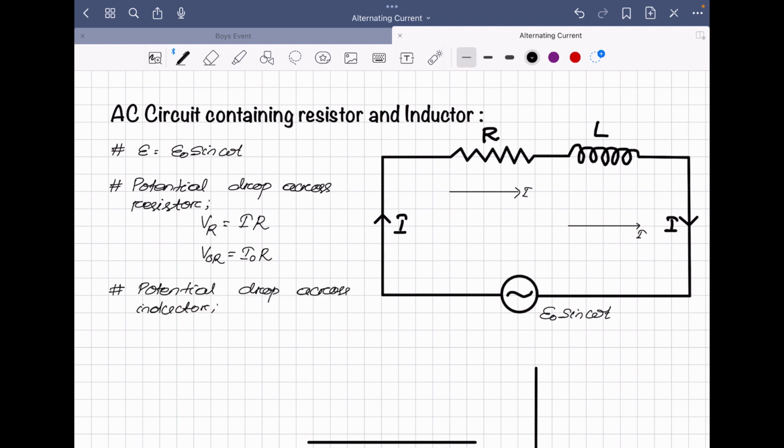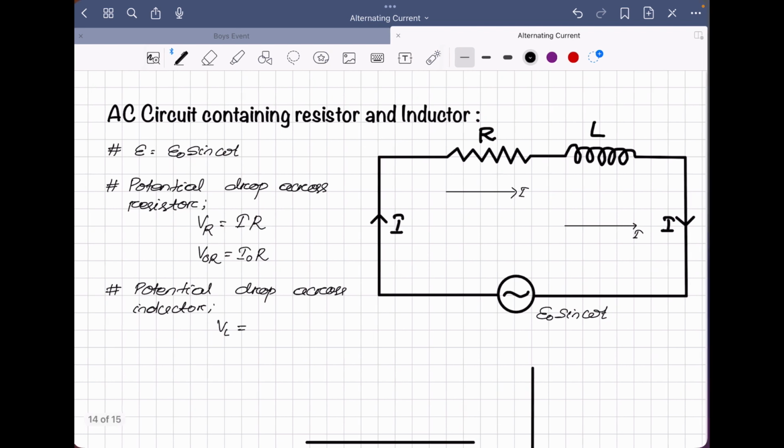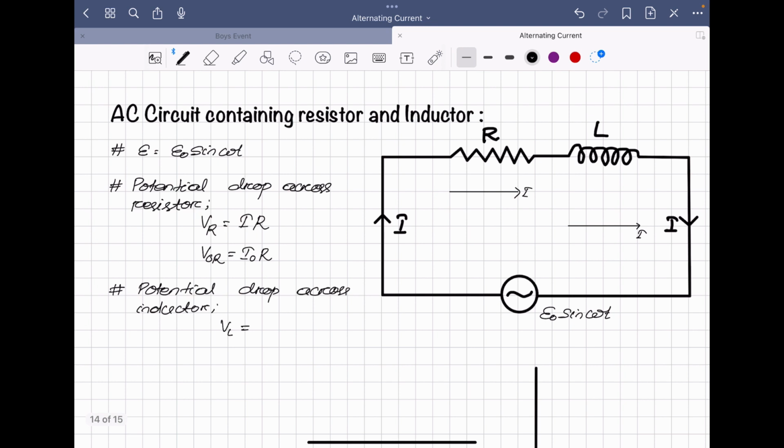Okay. Then we have to write the potential drop across inductor. Here for inductor we can write potential drop is our VL, and this VL can be written as I into XL. As we know, the inductive reactance is our XL, that is the opposition offered by the inductor to the flow of charge. And then for maximum potential drop across the inductor, we can write V naught L. V naught L can be written as I naught XL. Then have a look at the phasor.